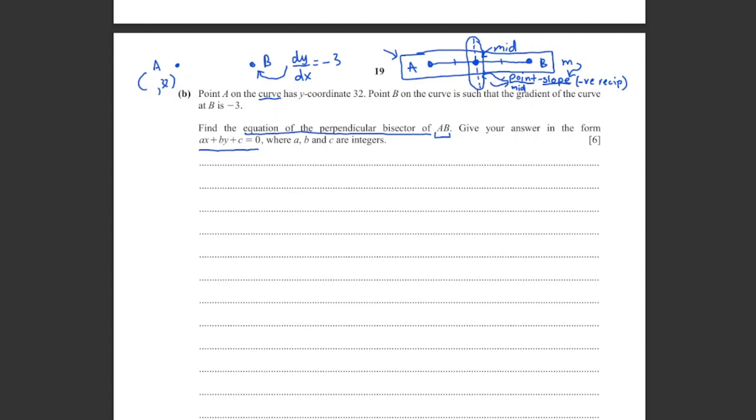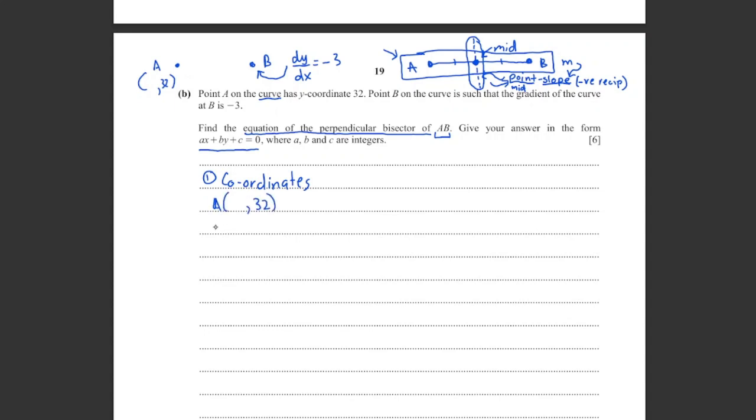I don't as of now know the coordinates of A and B. So the first thing I'm going to do is find the coordinates of A and B. What I need to do is first find out what the coordinates of A are. I already know that the y coordinate of A is 32. I'm trying to find out the x coordinate.